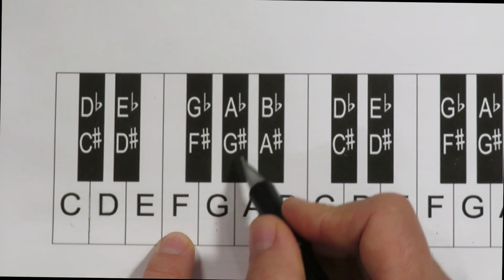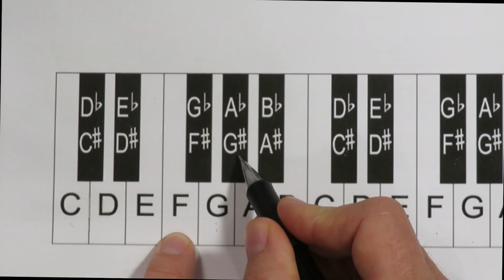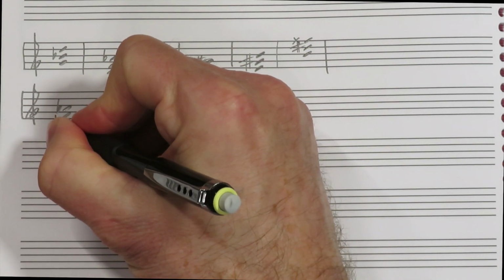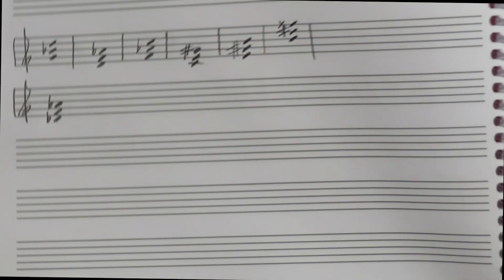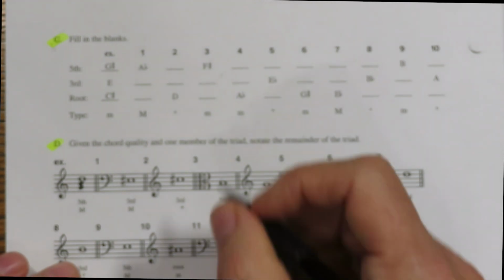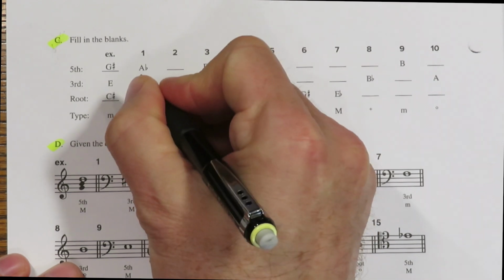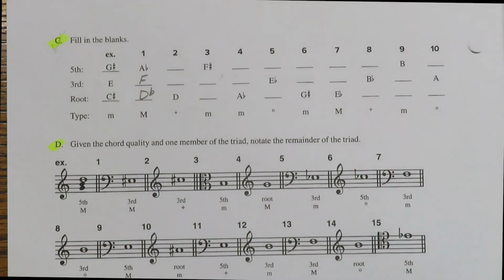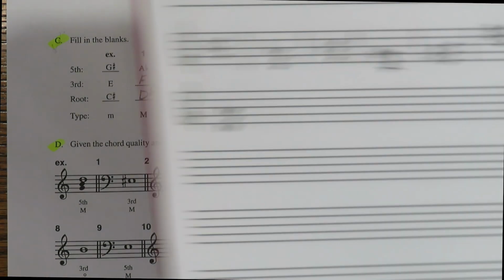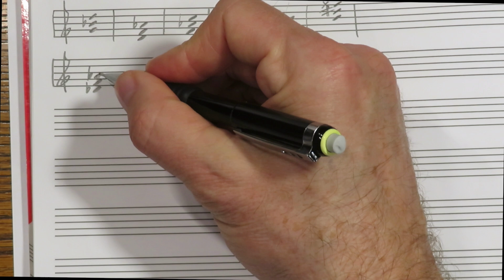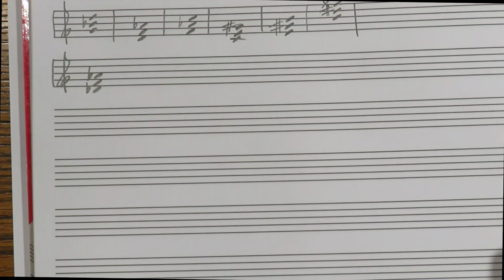F, 1, 2, 3 half steps up to A flat is a minor third. That's what we want. Major third to minor third. So we would just add a flat there. D flat, F and A flat. Okay. So we just built our triad backwards. Instead of from the root up, we built it from the fifth down.